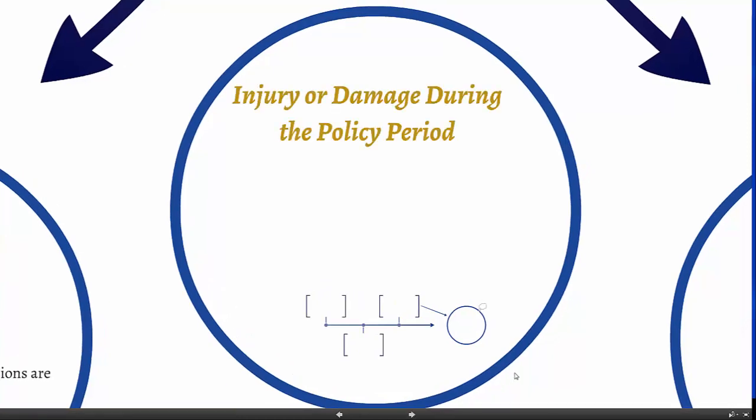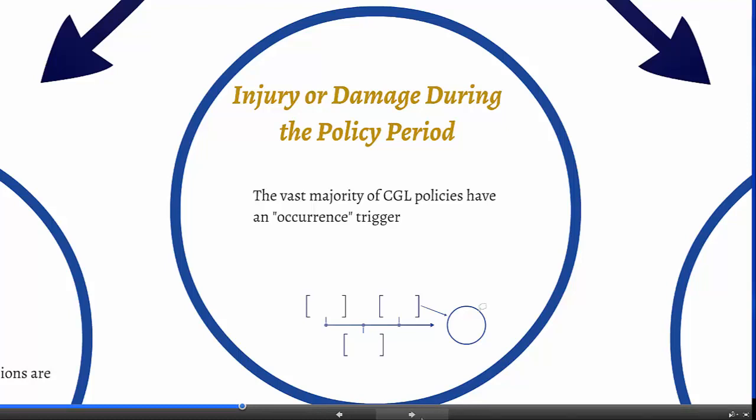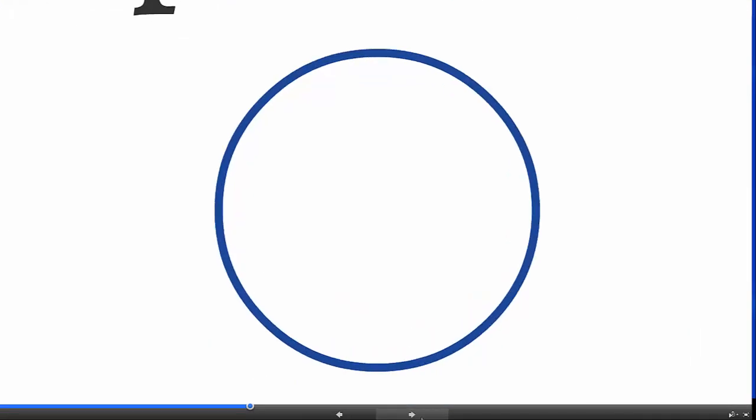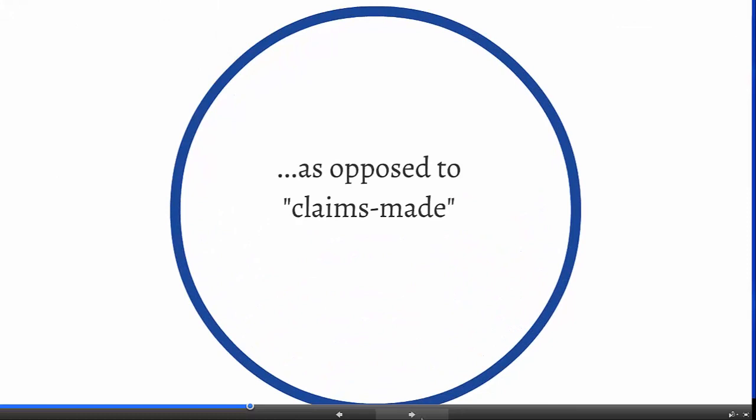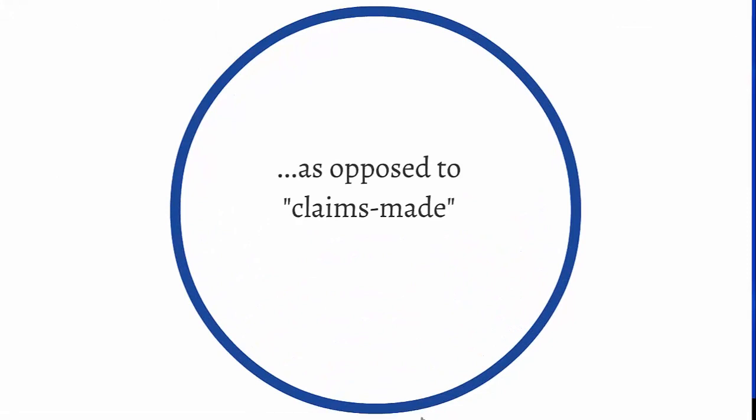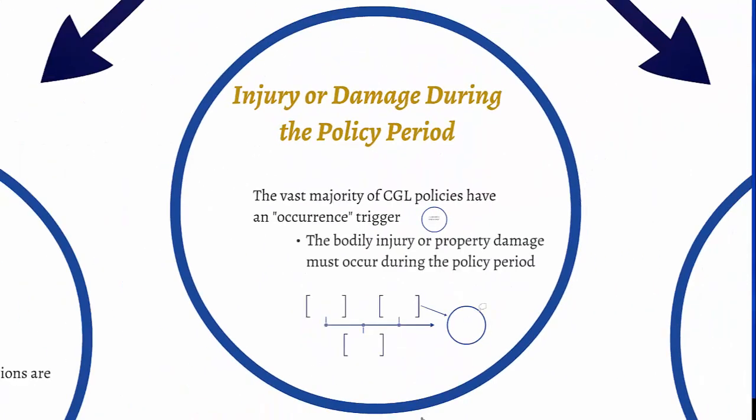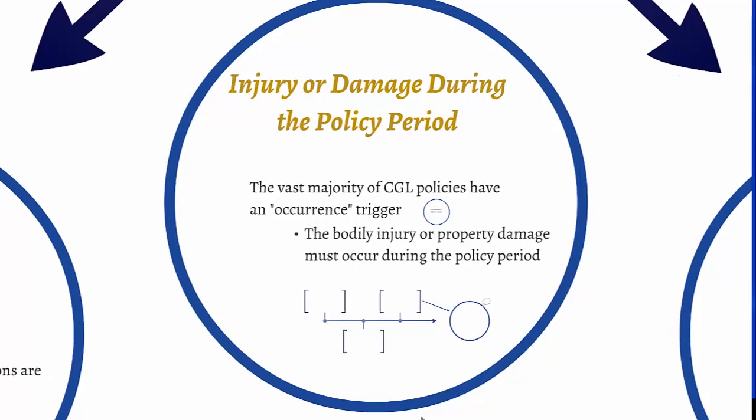Now let's look at injury or damage during the policy period. The vast majority of CGL policies have an occurrence trigger. This is as opposed to a claims made trigger. While the textbook does have a section on claims made, because they're not really very popular or widely used, we won't even discuss claims made triggers. With an occurrence trigger, the bodily injury or property damage must occur during the policy period in order for coverage to apply. Let's look at an example of this.